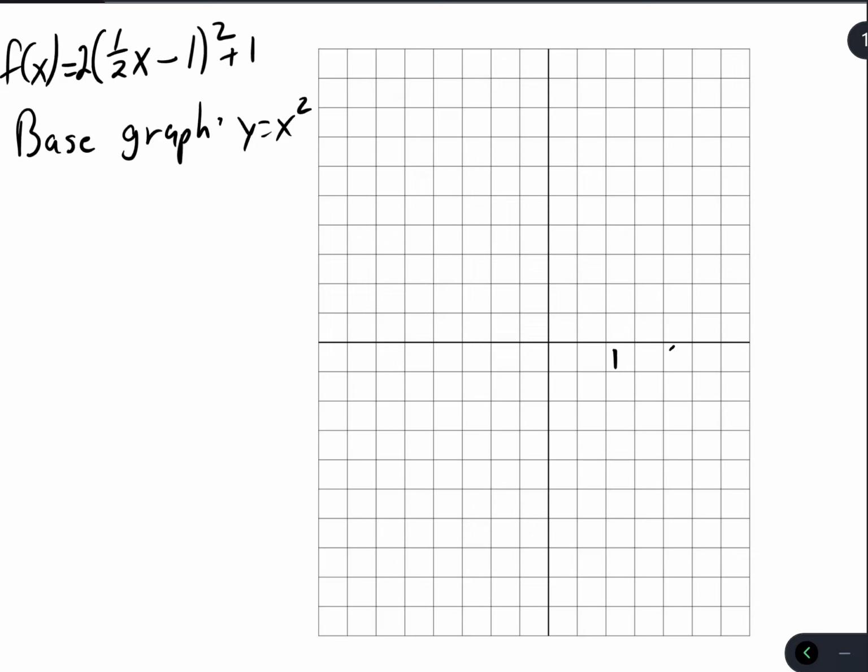Let's do 1, 2, 3, negative 1, negative 2, negative 3, 1, 2, 3, negative 1, negative 2, negative 3. So y equals x squared goes through the points negative 2, 4, negative 1, 1, 0, 0, 1, 1, 2, 4, and we get this nice parabolic shape here. That's our base graph.